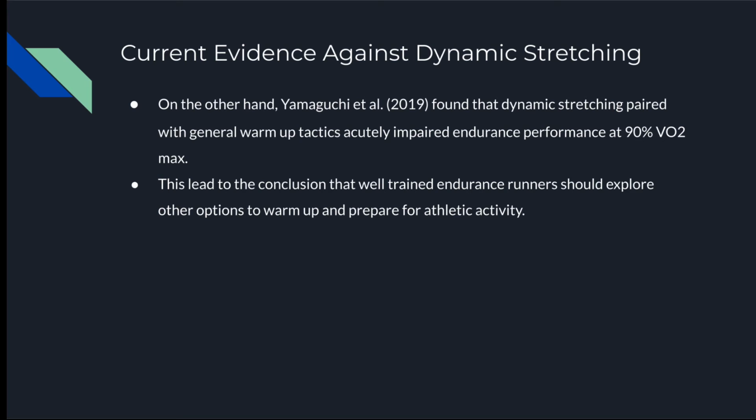There is also current evidence that states that implementation of dynamic stretching prior to an athletic event could hinder sports performance. In Yamaguchi et al.'s study of 2019, it was found that dynamic stretching paired with general warm-up tactics actually acutely impaired endurance performance at 90% of VO2 max. This led to the conclusion that well-trained endurance runners should explore other options to warm up and prepare their athletes for their events.